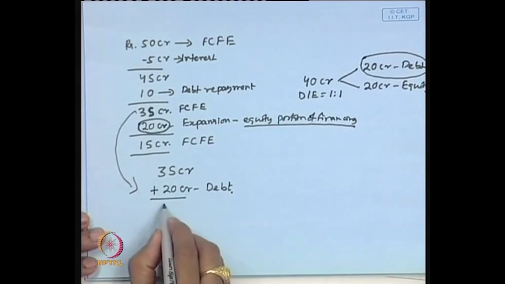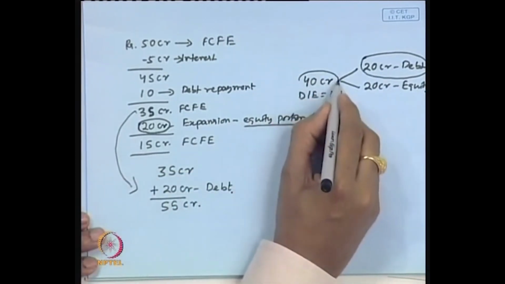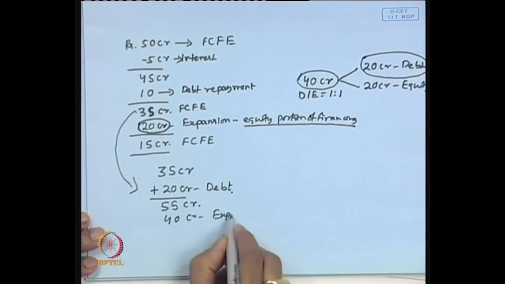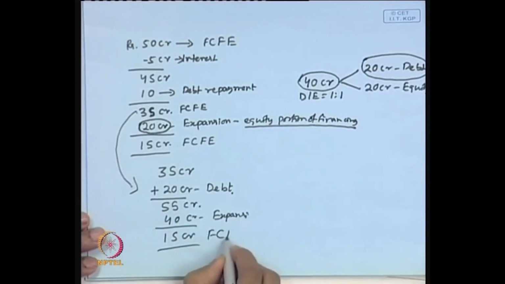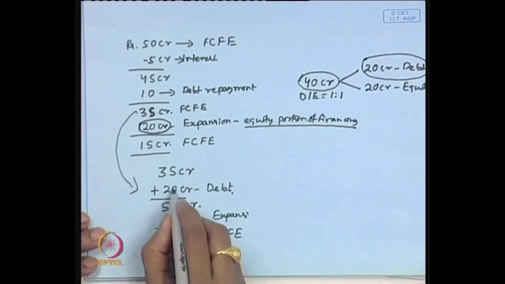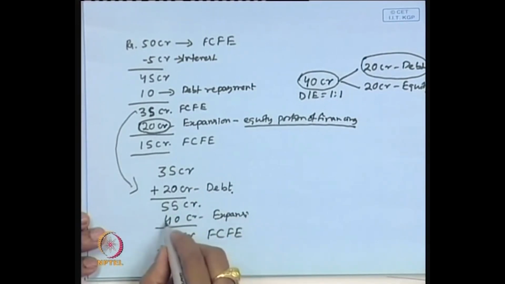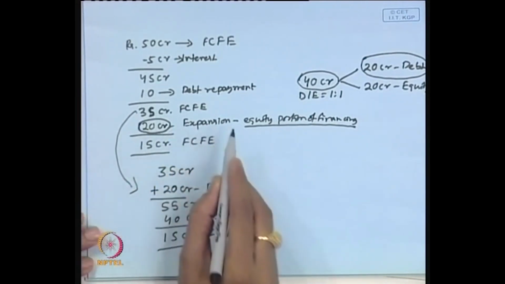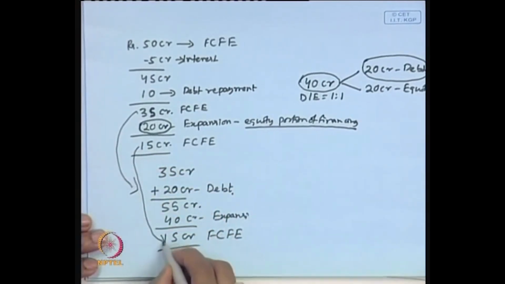So, the total cash flow available for the company equity holder is now 55 crore, but we require expansion to the extent of 40 crore. So, in that case the 15 crore is now the free cash flow for equity. So, either we add the debt inflow, then take out the entire cash outflow because of expansion, or we take the 35 crore and just take out the equity portion of the expansion requirement. Both give the same value.